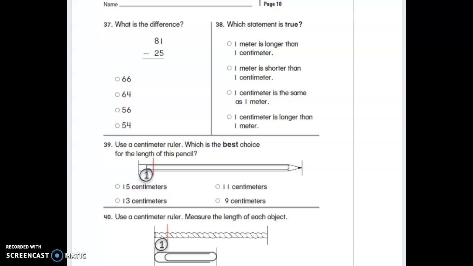Number 38. Which statement is true? One meter is longer than 1 centimeter. One meter is shorter than 1 centimeter. One centimeter is the same as 1 meter. One centimeter is longer than 1 meter.